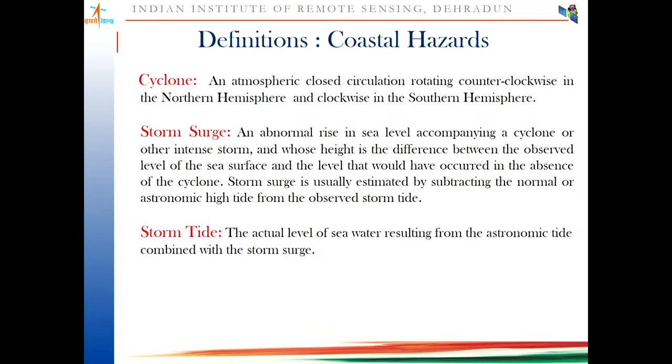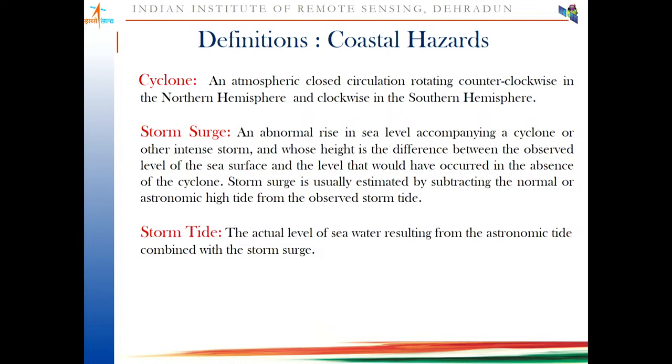Along with cyclone, there is another term we call the storm surge. Basically, storm surge is an abnormal rise in the sea level accompanying a cyclone or other intense storm, whose height is the difference between the observed level of the sea surface and the level that would have occurred in the absence of the cyclone. That is mainly the increase in the level of the sea surface. Storm surge is usually estimated by subtracting the normal or astronomical high tide from the observed storm tide. So that is the storm surge.